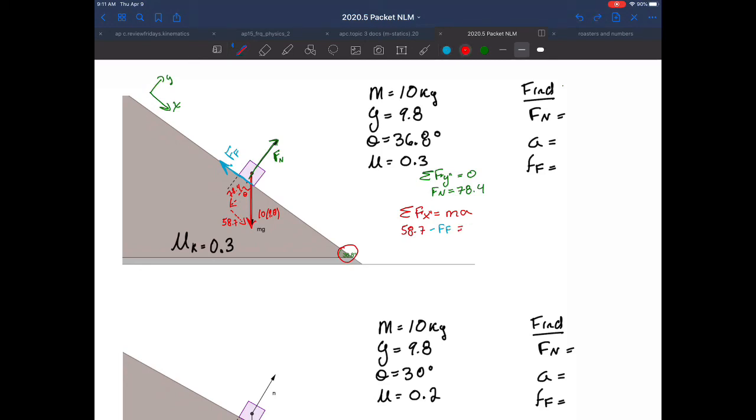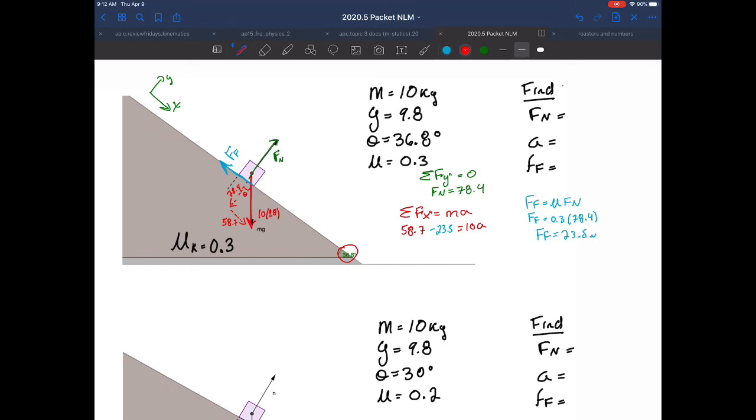Equals m, 10, times a. Now, you don't know friction. So you're going to have to use that concept that we learned earlier where friction force is mu times the normal. So what are we going to do? We're going to say friction force is mu, 0.3, times the normal force, which we just discovered was 78.4. It's not just mg. The normal force is mg cos theta. A scale does not just read the weight. It reads less than the weight. So that number there is going to be different. That gives us a friction force of 23.5 newtons. Okay, so we can go ahead and erase this and put in 23.5.